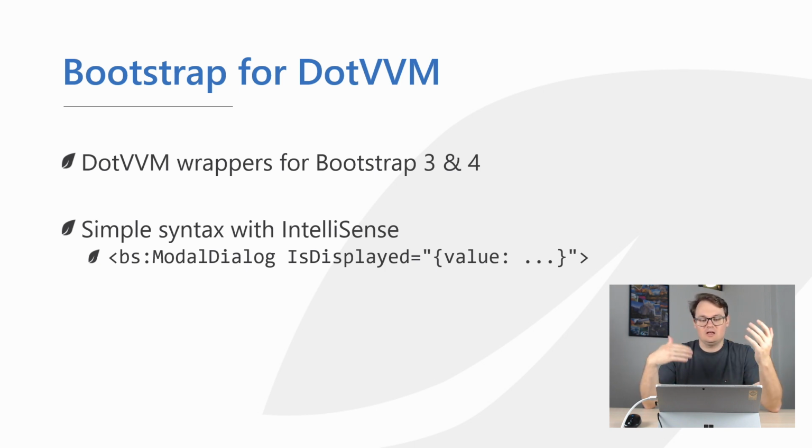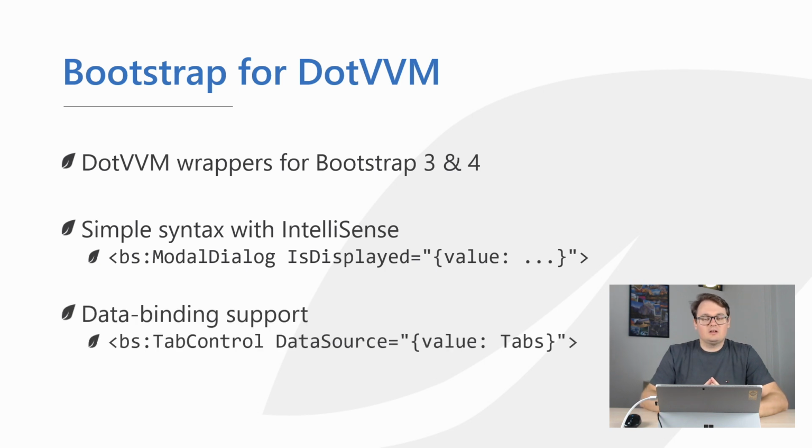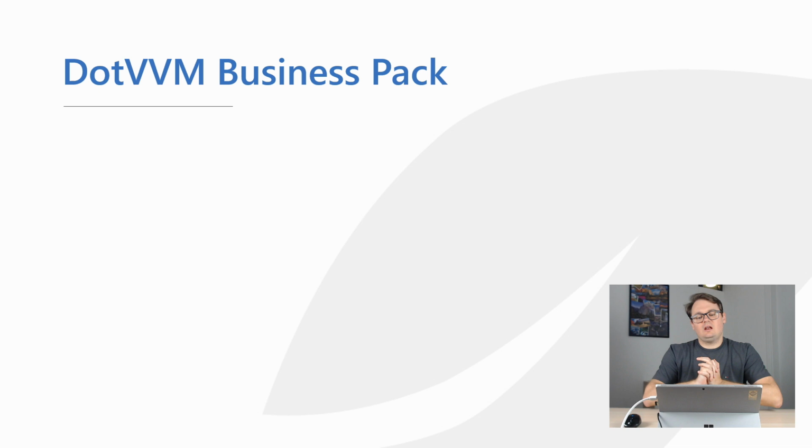So it's not only about wrapping and generating Bootstrap HTML. There is also quite a large piece of JavaScript functionality which we have added in order to make the experience even more natural and smooth. And there is data binding support with some controls. So for example, there is a tab control which you can bind for the tab items, so you can generate your tab items based on some collection in the view model, for example. Then we have a second package which is called .vvm Business Pack, and it's another bunch of controls.